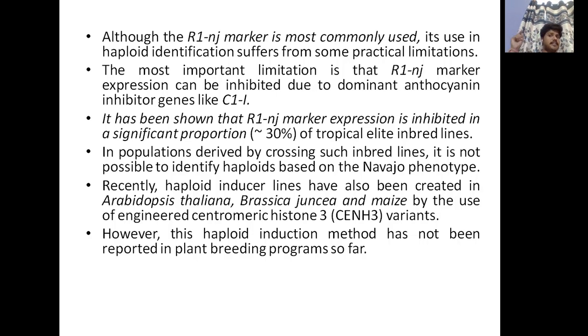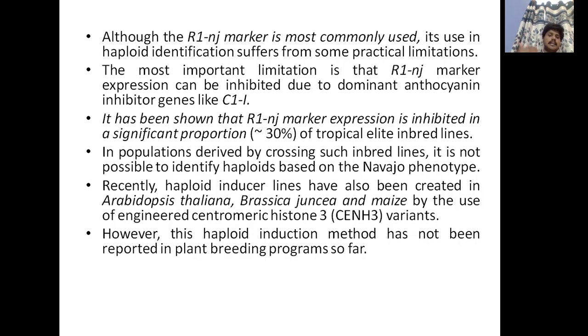Although the R1-nj marker is most commonly used, its use in haploid induction suffers from some practical limitations. The first is that it is inhibited by dominant anthocyanin inhibitor genes like C1-I. It has been shown that R1-nj marker expression is inhibited in a significant proportion, up to 30%, of tropical elite breeding lines. Here the Navajo phenotype is of no use because it does not discriminate between the haploid and the diploid. However, we need to find more marker types for this discrimination of haploid and diploid.